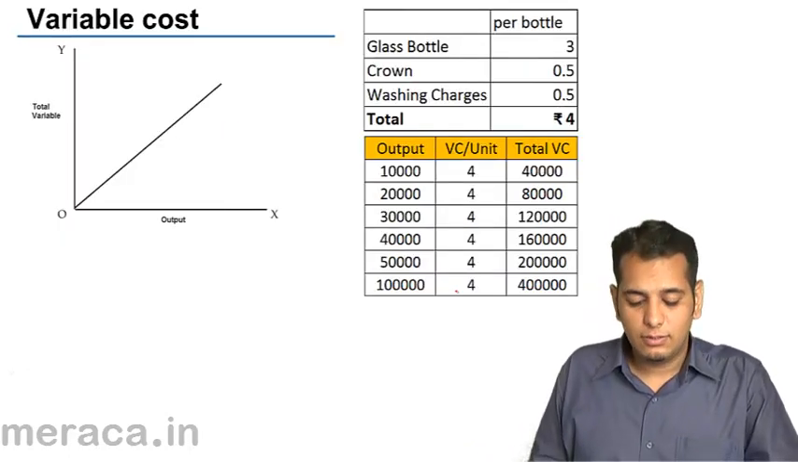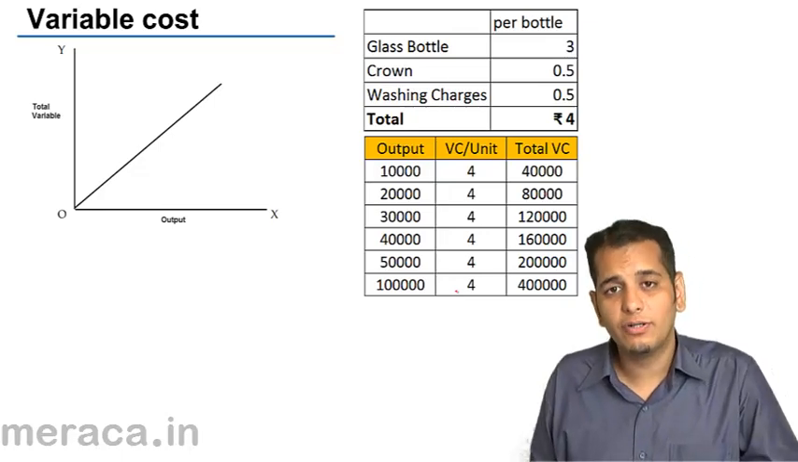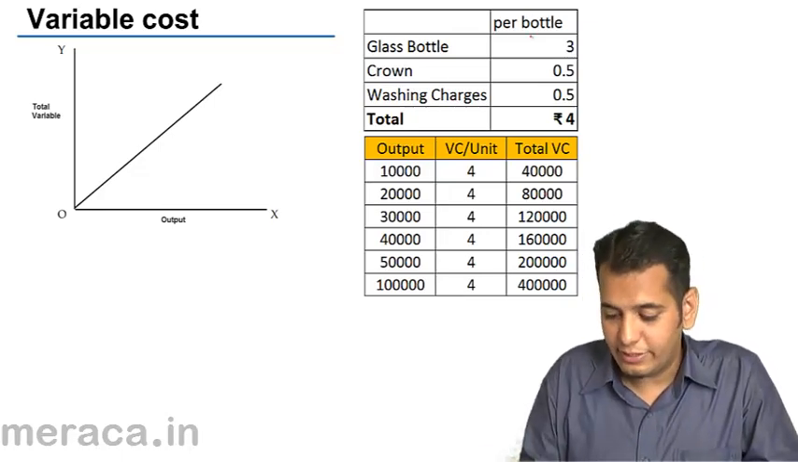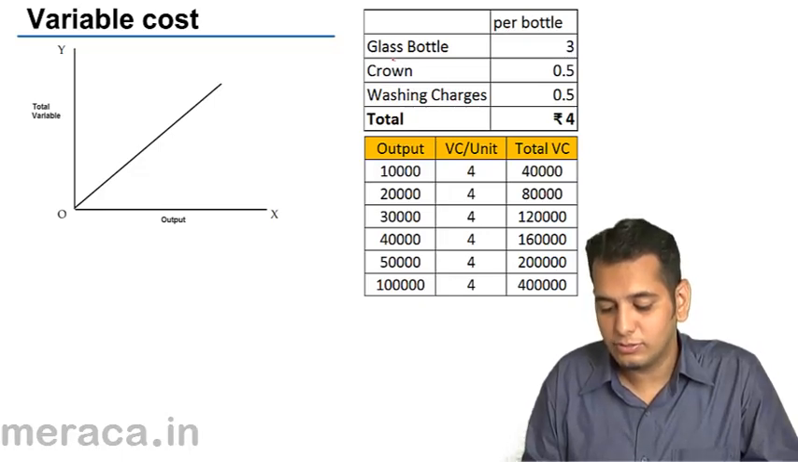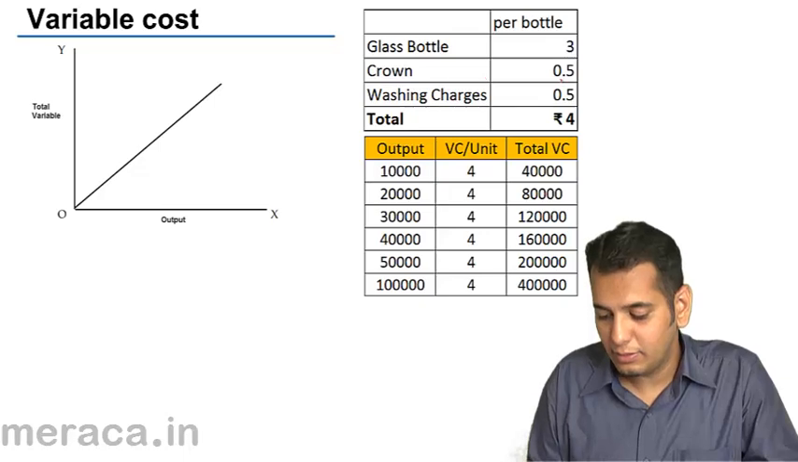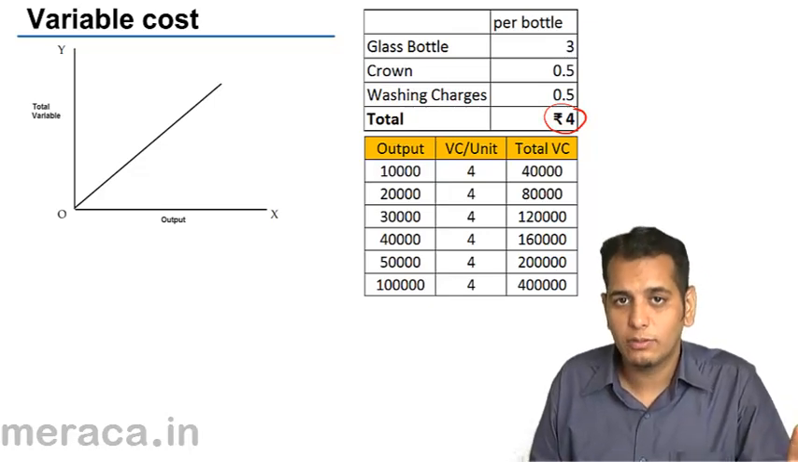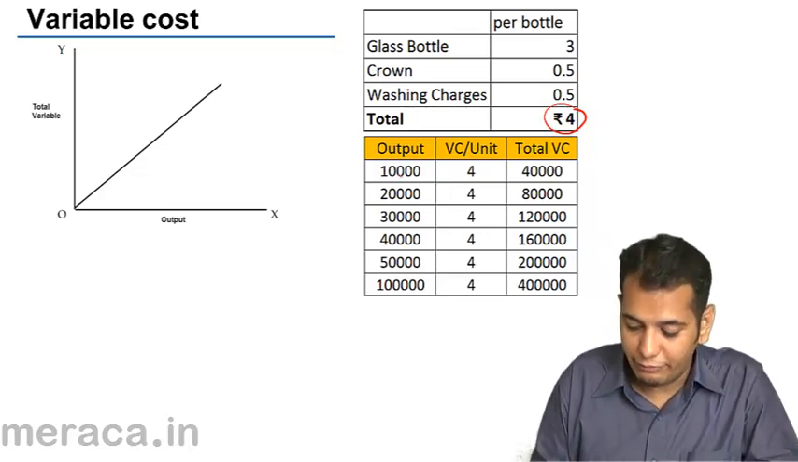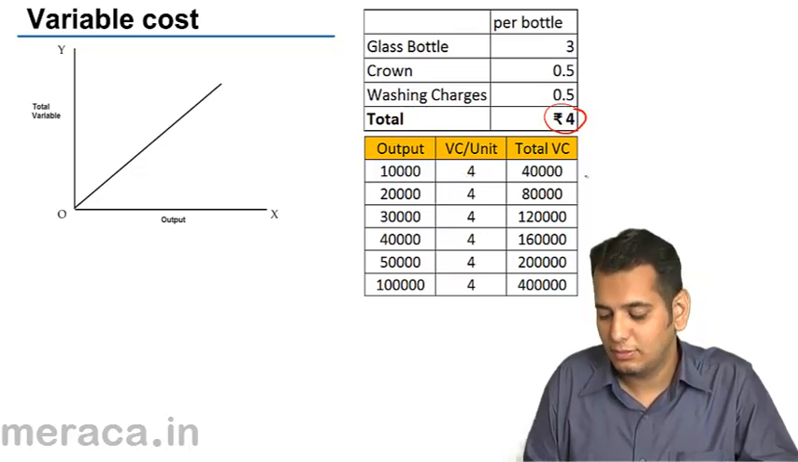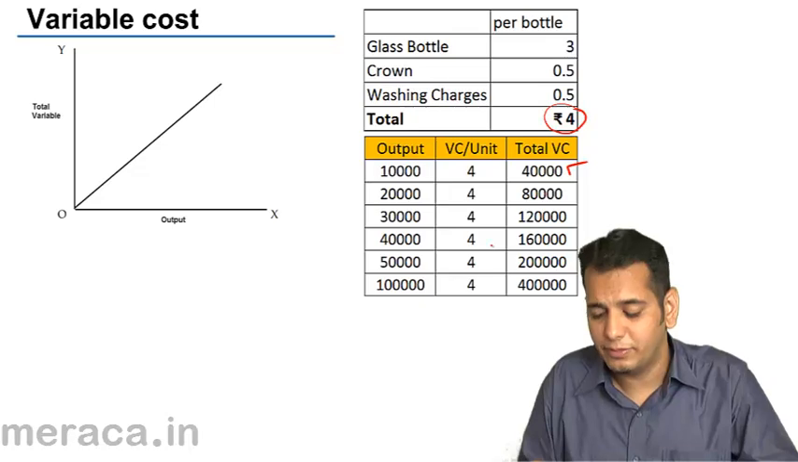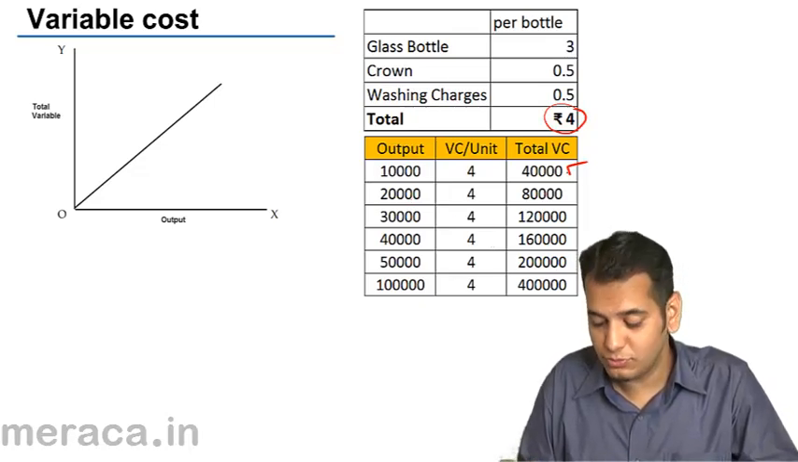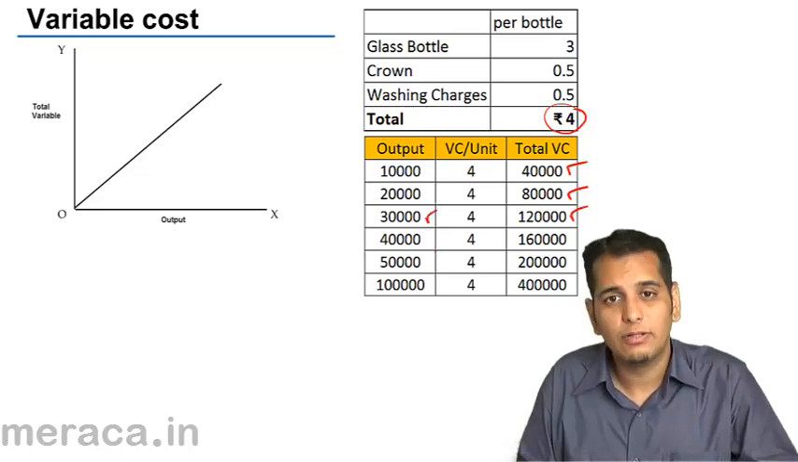Now, let's understand what is variable cost. We've already done variable cost. In this example, the variable cost is bottle rupees 3, crown 0.5, washing charges 0.5. So the total variable cost is rupees 4 per unit. So if we produce 10,000 units, we'll have to incur 40,000 rupees. If we produce 20,000 units, we'll have to incur 80,000 rupees. If we produce 30,000 units, we'll have to incur 1,20,000 rupees.